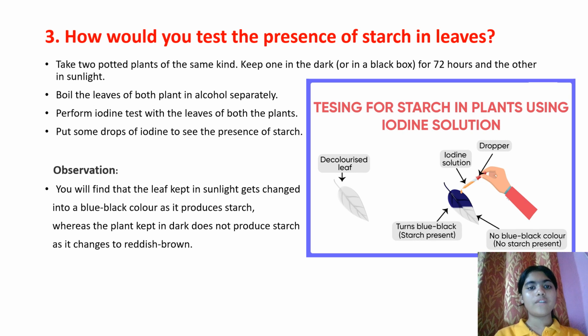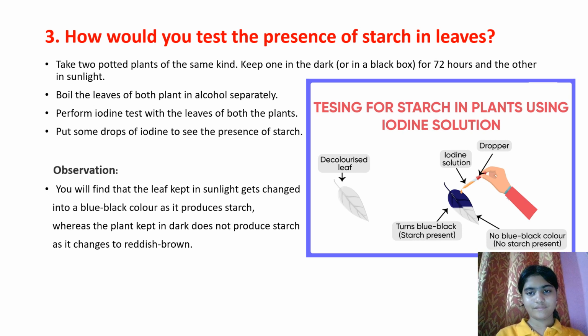Observation: you will find that the leaf kept in sunlight changes into a blue-black color as it produces starch, whereas the plant kept in the dark does not produce starch, as it changes to reddish brown. Stop. Now see the picture.